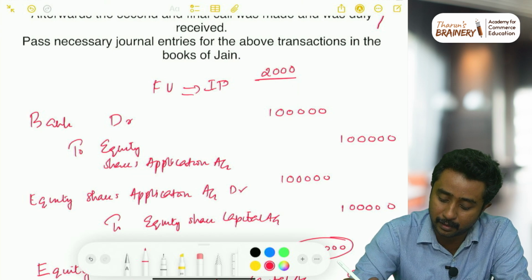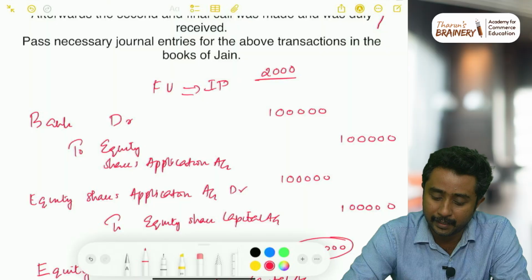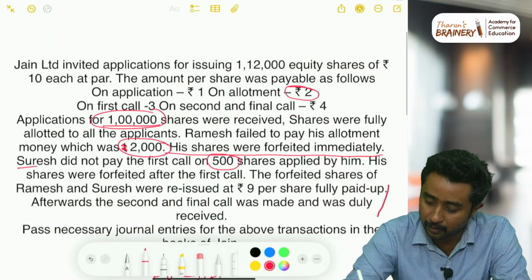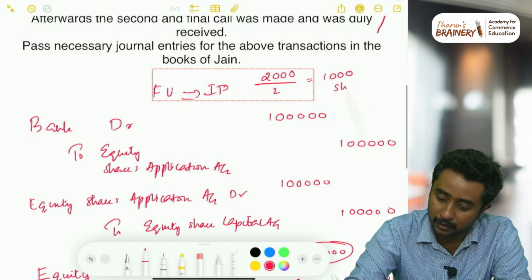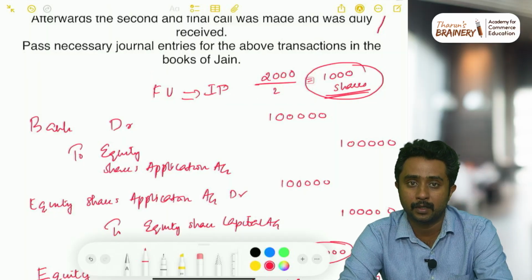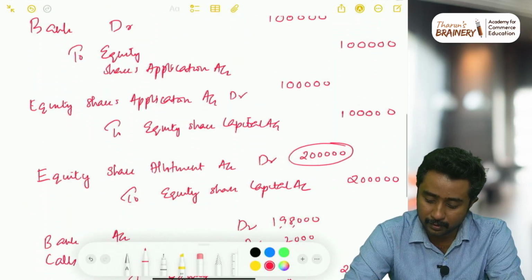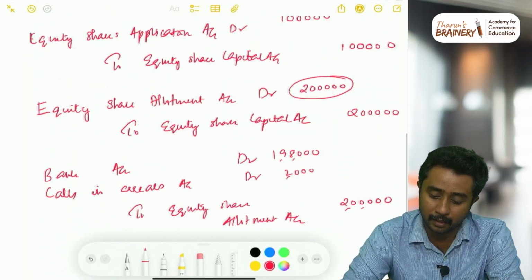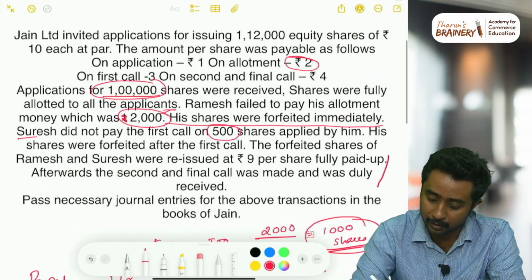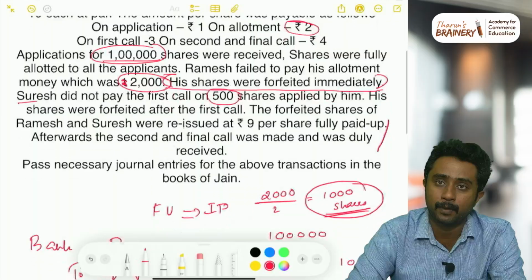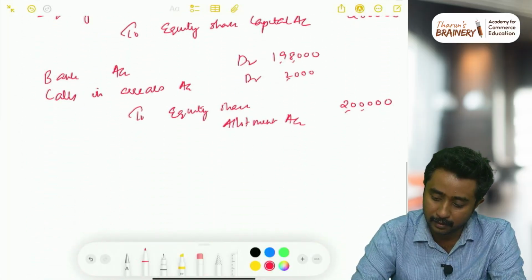2000 is mentioned here. We know 1 share's allotment money is rupees 2. 2000 divided by 2, the answer is 1000. So 1000 is the number of shares held by Ramesh. That 1000 shares we are going to cancel immediately according to the question. Ramesh's shares were forfeited immediately, so we are actually cancelling the shares.